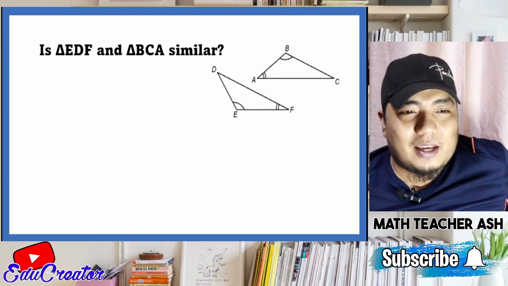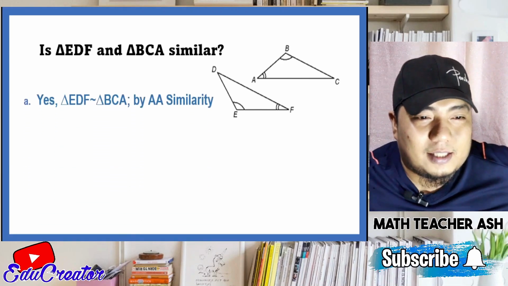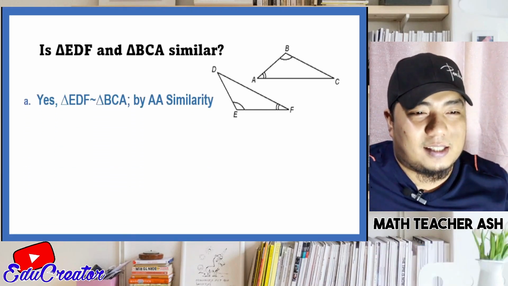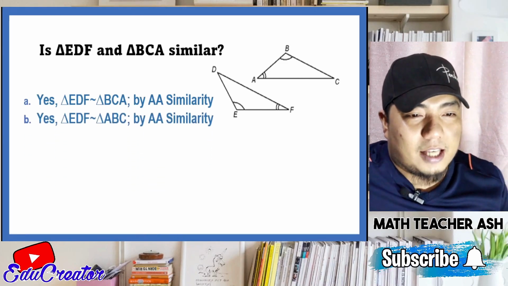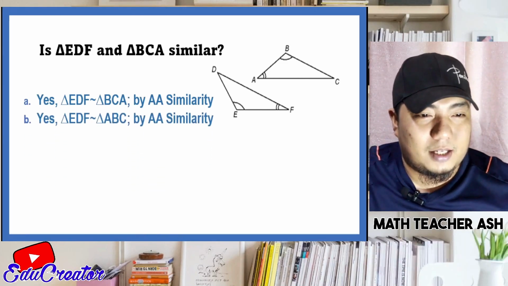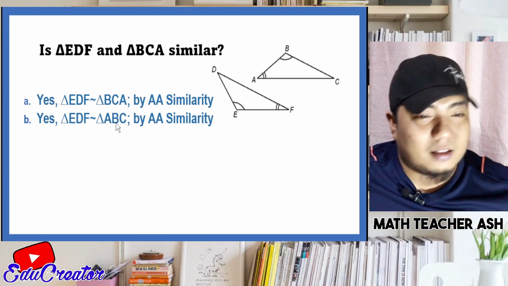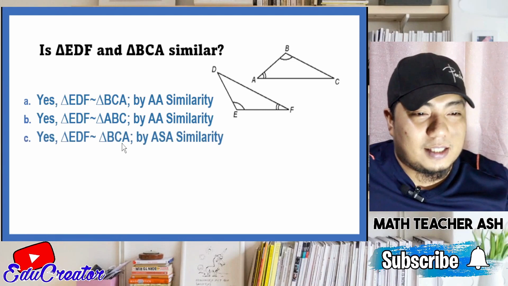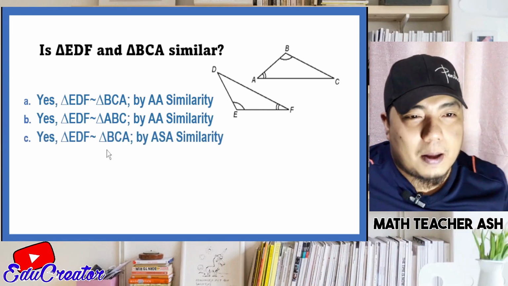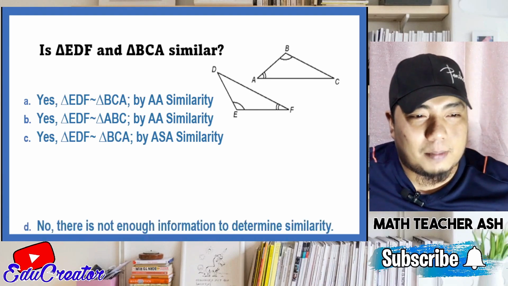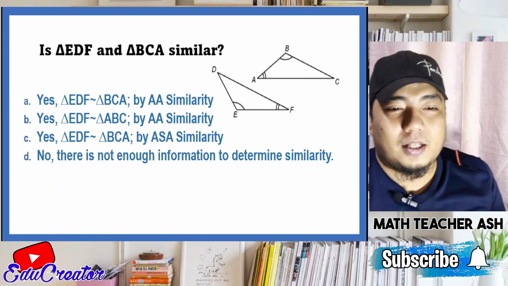Is triangle EDF and triangle BCA similar? Is it A? Yes, by AA similarity. Is it B? Yes, by AA similarity. Okay. So there is a different way in naming the triangle here. Is it C? Yes, triangle EDF is similar to triangle BCA by ASA similarity. Or is it D? No, there is not enough information to determine similarity.